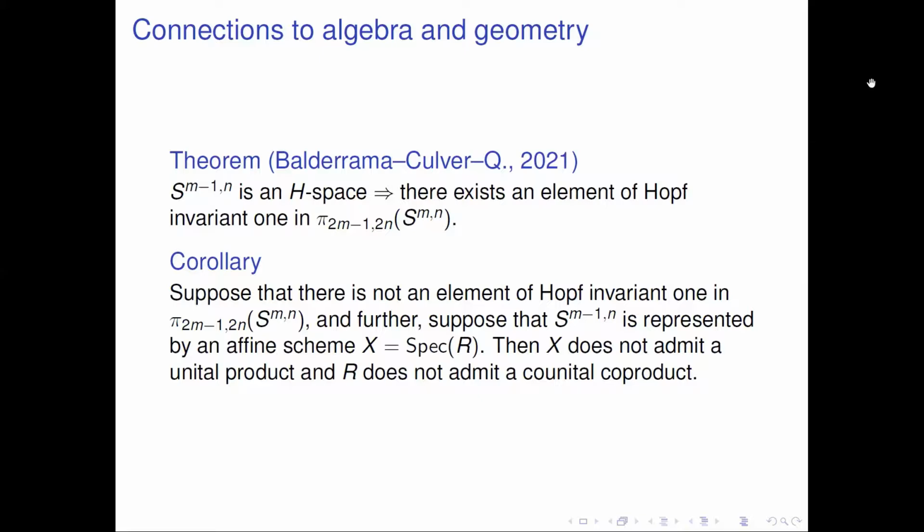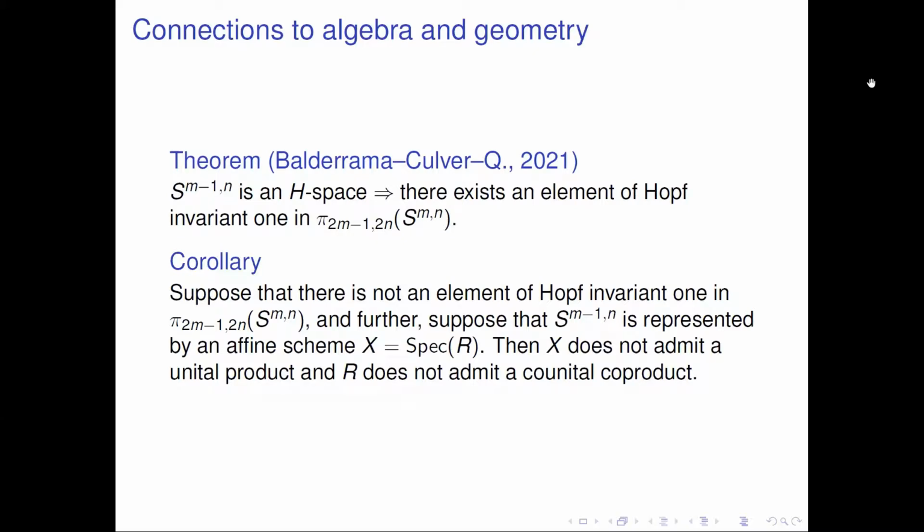This theorem has a more down-to-earth corollary. If we suppose that there's not an element of Hopf invariant 1 in that particular homotopy group, and further, if we suppose that S^{m-1,n} is represented by an affine scheme, say Spec of R, then that scheme doesn't admit a unital product. In particular, it's not a group scheme, and its coordinate ring R does not admit a co-unital coproduct.